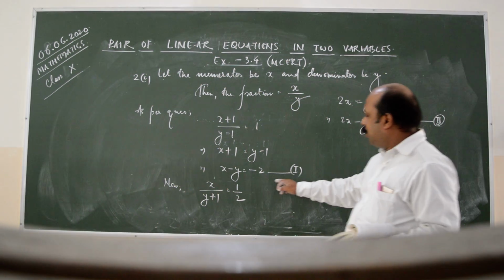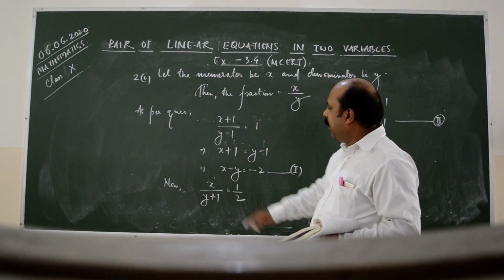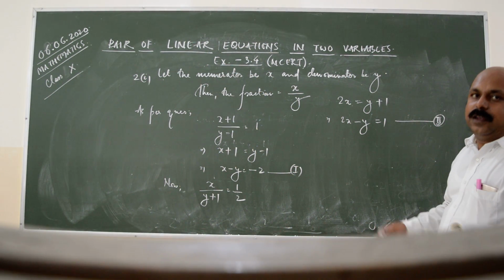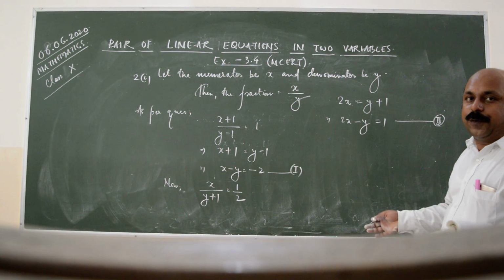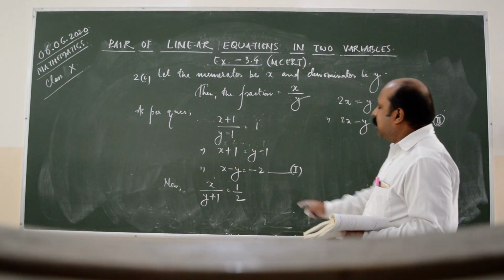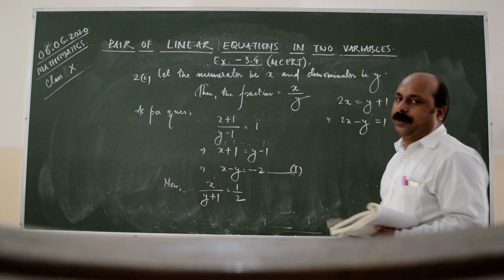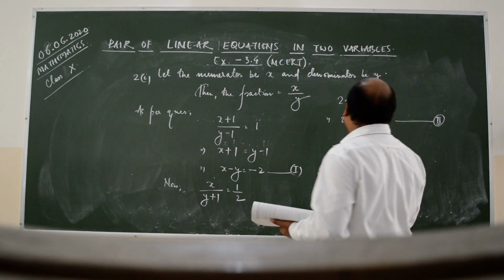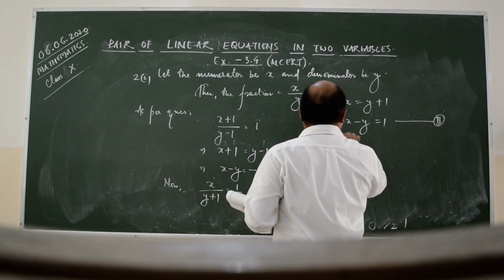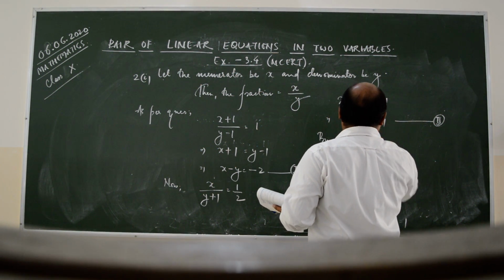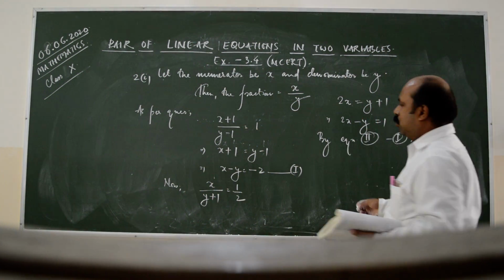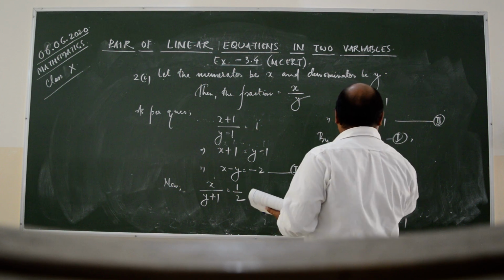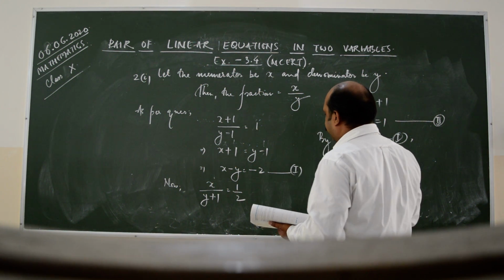Now in the first equation, the coefficient of y is minus 1. In the second equation, the coefficient of y is again minus 1. So we don't need to equate the coefficients because they are already equal. Since they have the same sign, we will do subtraction. So what do we find? We find that by equation 2 minus 1, y will be eliminated. 2x minus x is equal to 1.